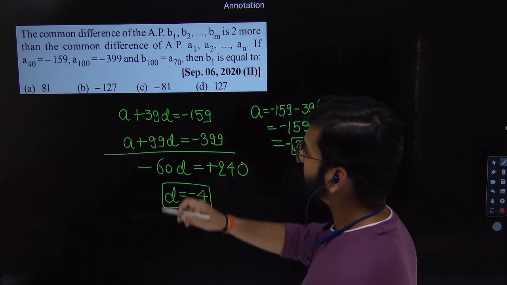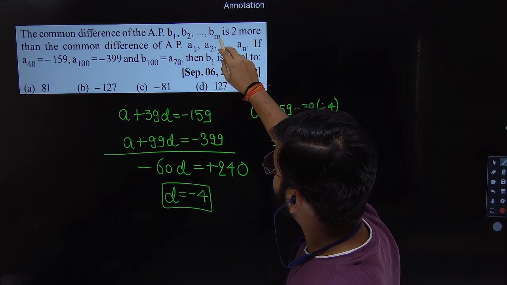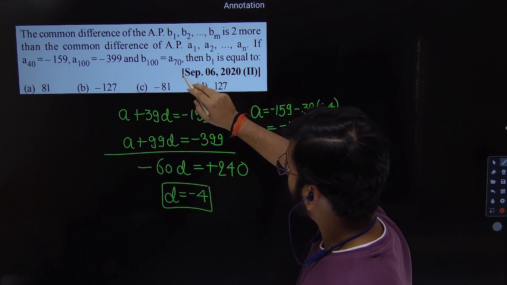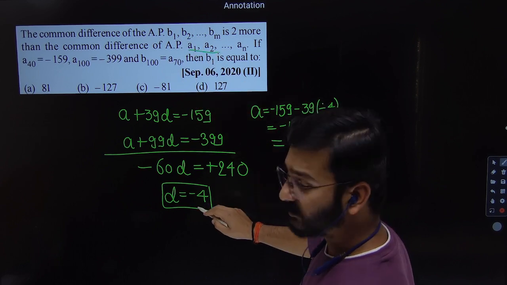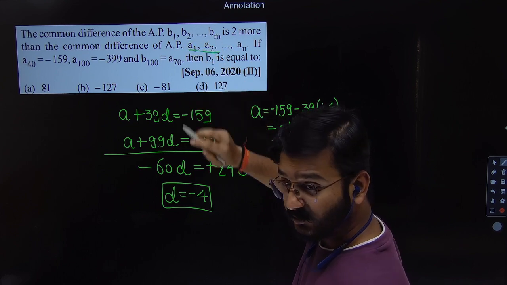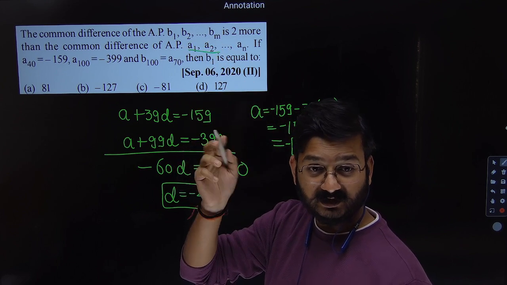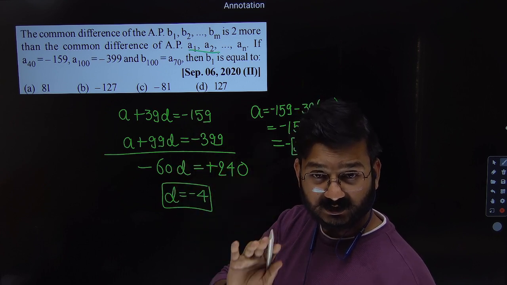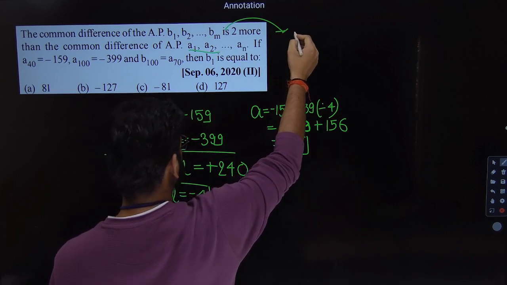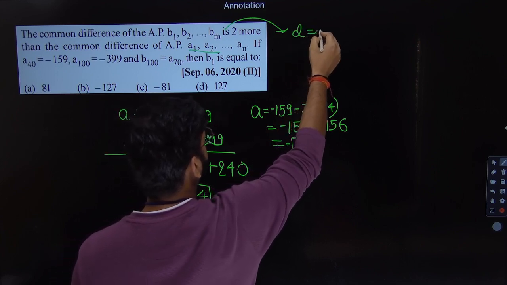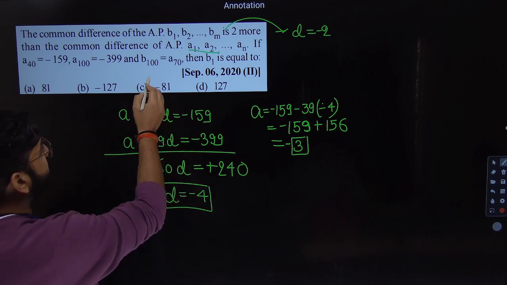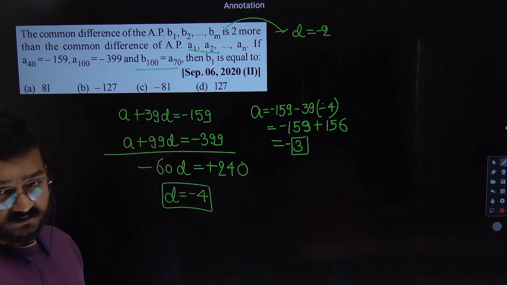Now, if you see what is written, the common difference of B1, B2, B3 is 2 more than the common difference of A1, A2, A3. The common difference of A is minus 4. For B, it is 2 more than that. So what will be the common difference for B? Minus 4 plus 2, minus 2. So the common difference is minus 2. Okay. So now apply this equation, you will get the answer.